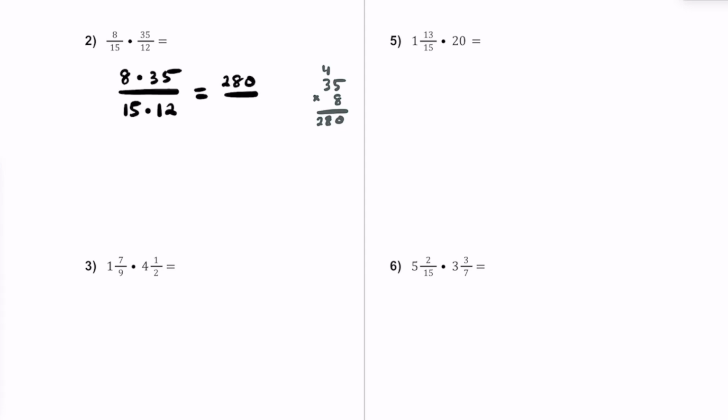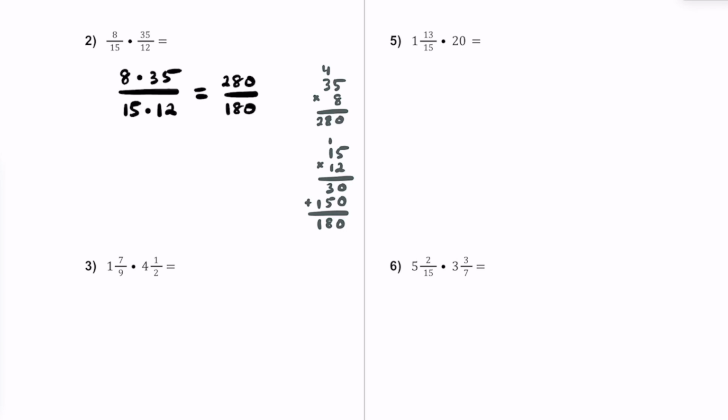And what about the denominator? We have 15 times 12. So we're going to take 15 and multiply that by 12. 5 times 2 is going to be 10, carry the 1. 2 times 1 is 2, plus 1 is going to be 3. I'm going to put a placeholder here. 1 times 5 is 5, then 1 times 1 is 1. Go ahead and add these together. We're going to get 180. So that's going to be our denominator.